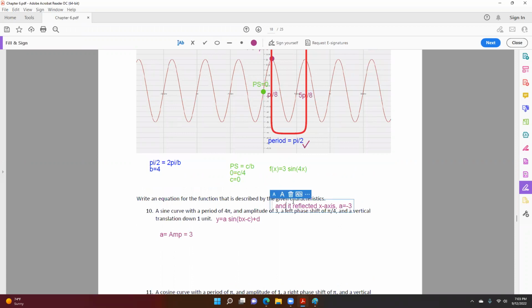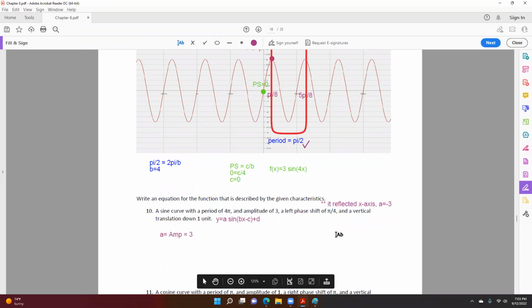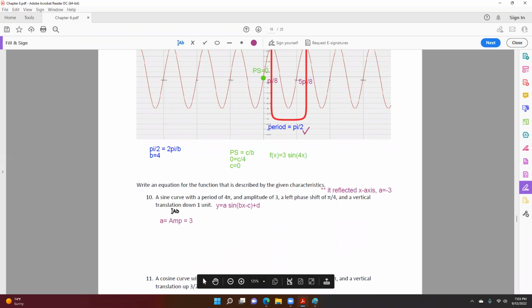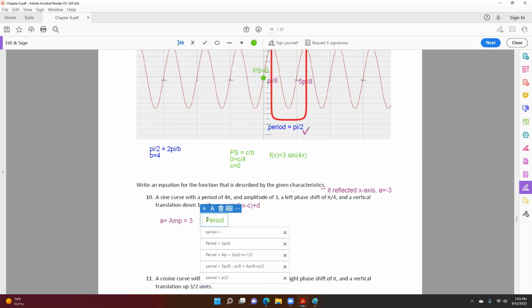So this is something that I will put: if there is a reflection on the x-axis, then your A in this case will be -3. But since there's no reflection going on, your amplitude, or your A, in this case will be 3. Next, we have to figure out what B is. In order for us to figure out B, we use period. Period in this case is 2 pi over B. And the question already told us that the period in this case is 4 pi.